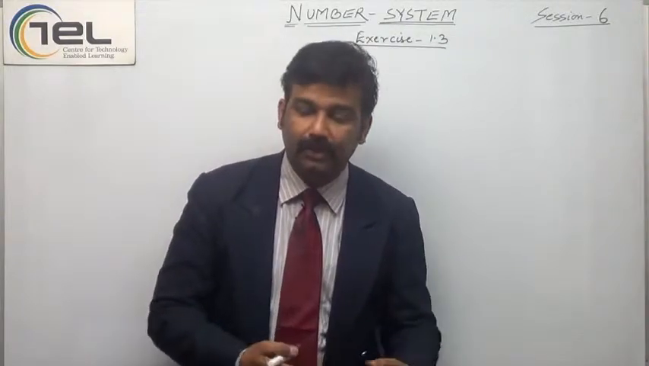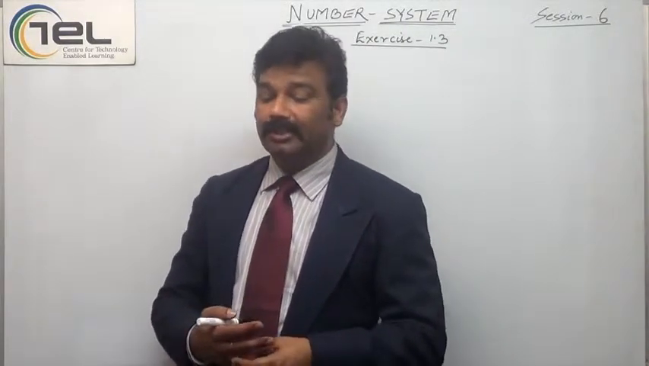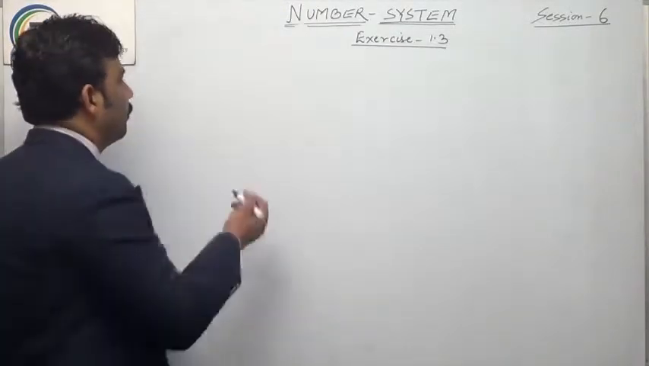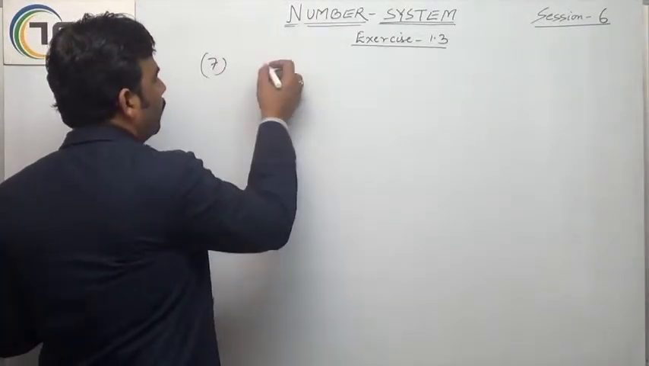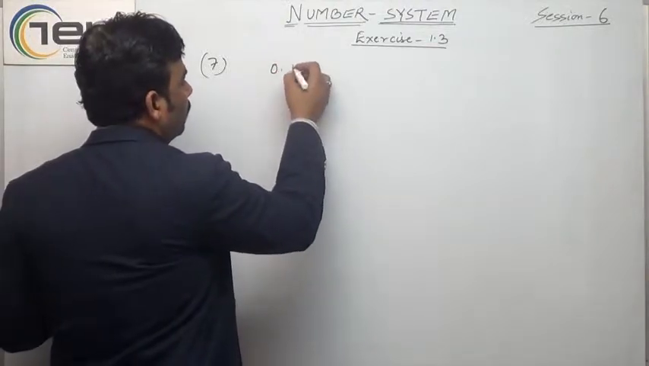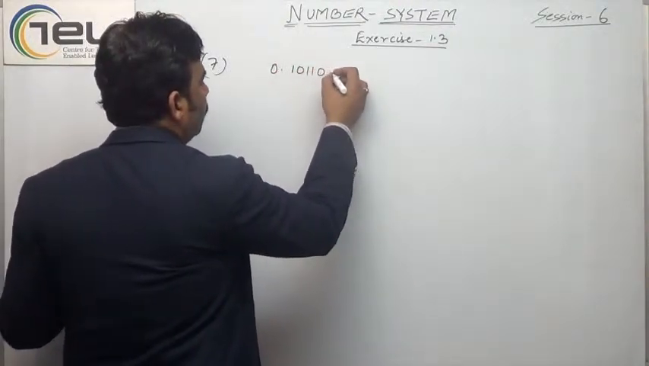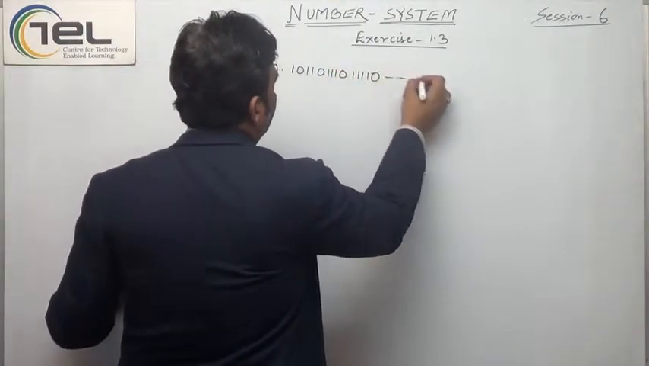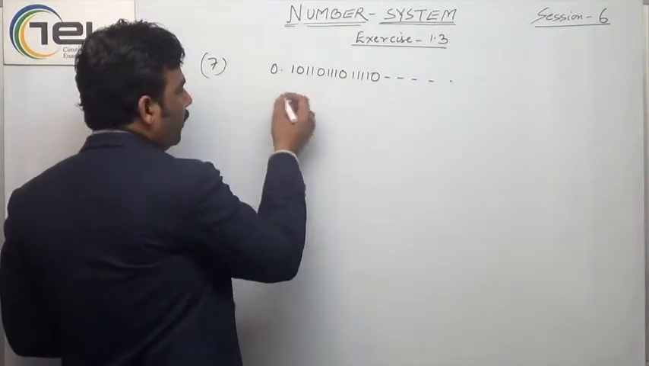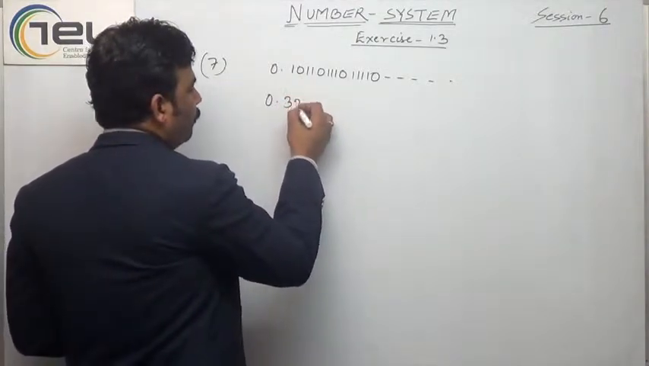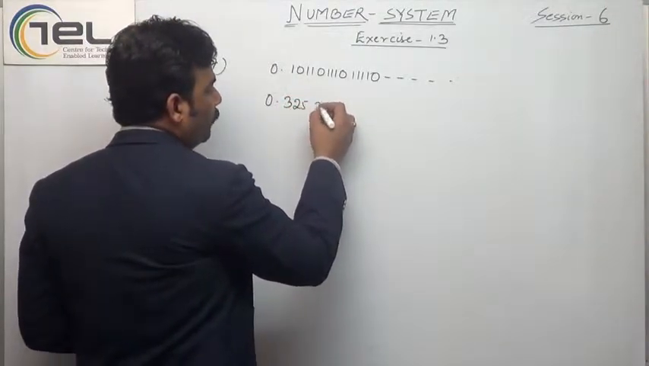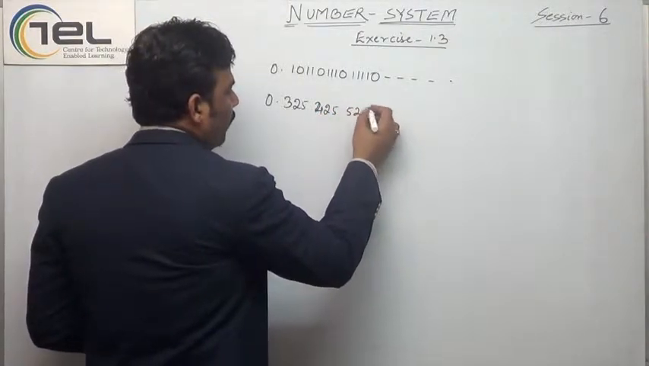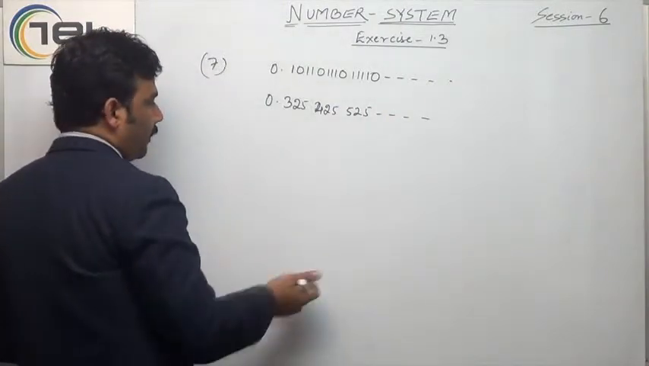The 7th question: write 3 numbers whose decimal expansions are non-terminating, non-repeating. You can write, say, 0.10110111011110 and so on like this. Or I can write 0.325, 425, 525, and so on. I can write like this.